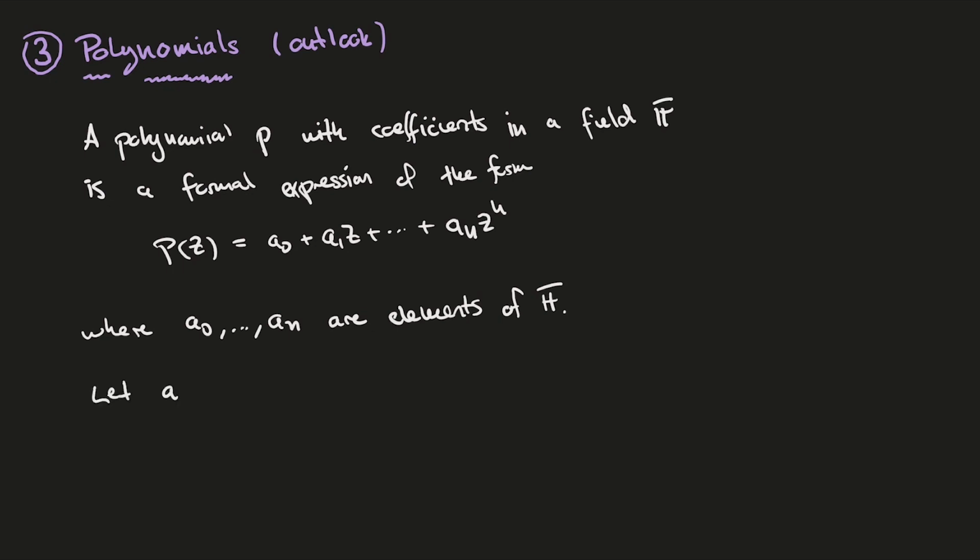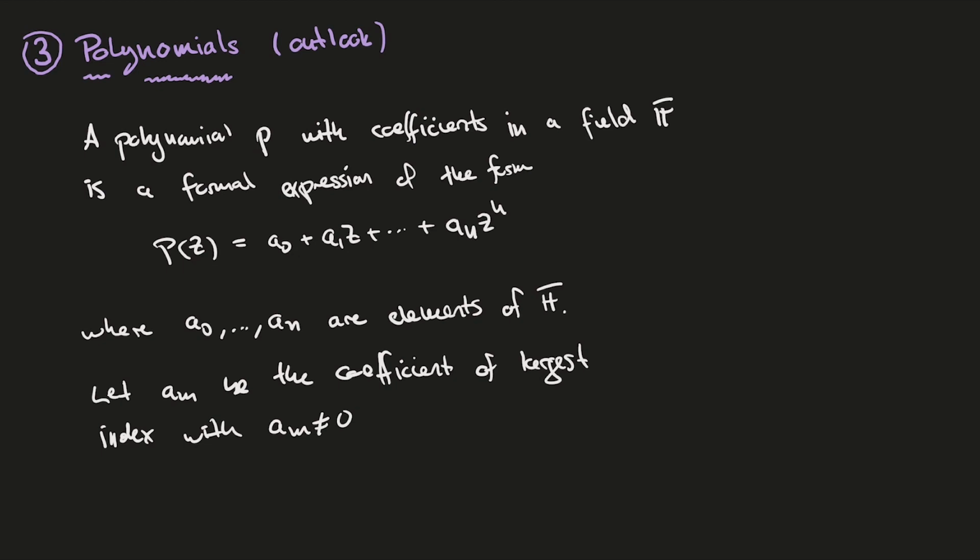Now let am be the coefficient of largest index that satisfies am is not equal to 0. Then we say that the polynomial P has degree m. So for example, if an were non-zero here, this polynomial P would have degree n.